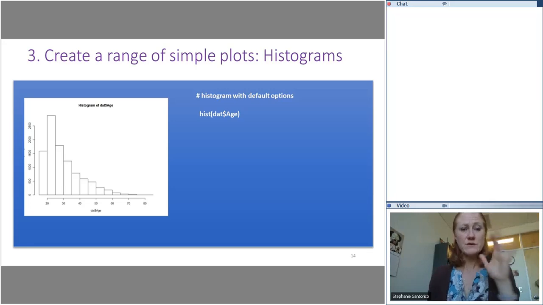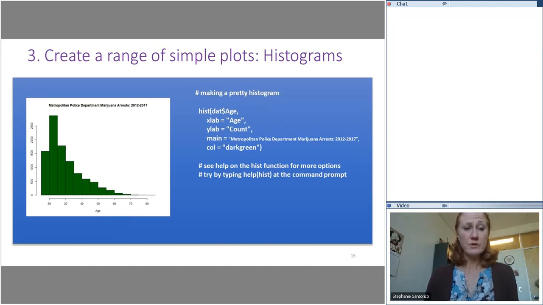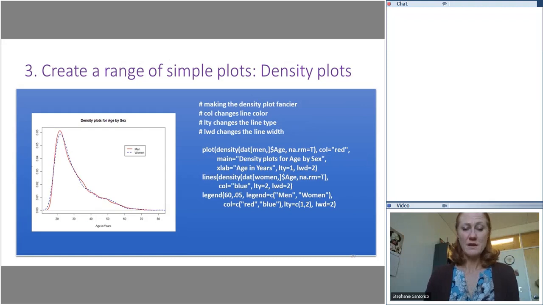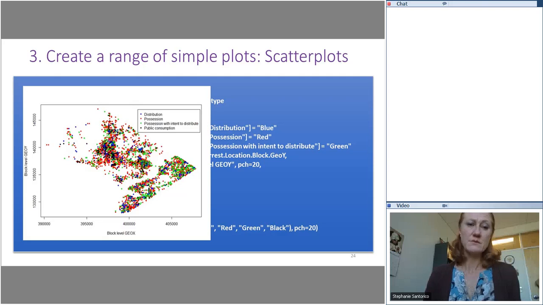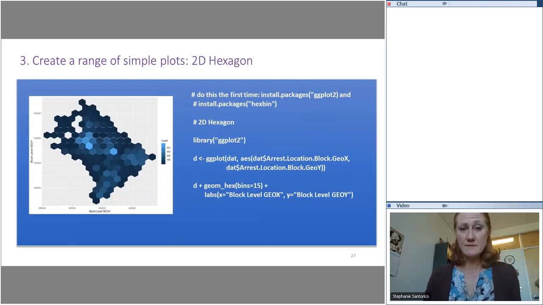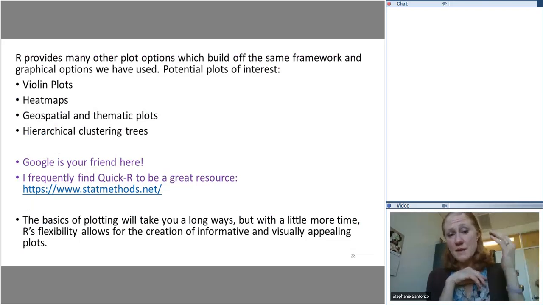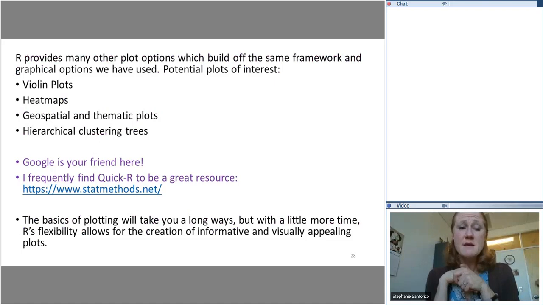So let me go back over. As I said, I've got your code and your plots within these slides. If you're going back and trying to remember which part of the code did which, this should help you out. It steps all the way through the 3D plots, the interactive, and then your hexagon plots. There are many more options you can get into. If you like violin plots, ggplot2, all of these heat maps, the geospatial and thematic plots, or hierarchical clustering trees or a heat map with the clustering trees, all of these options are available within R.